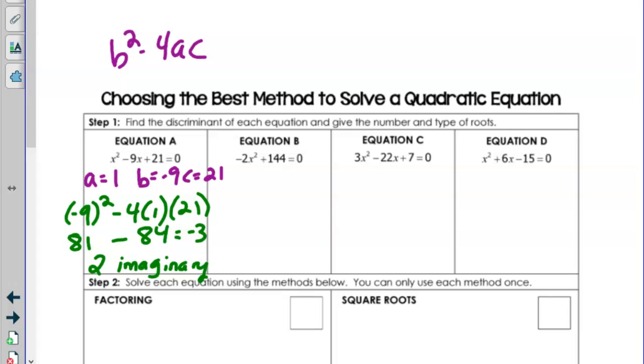Alright, equation B. I'm going to skip identifying A, B, and C. Tell me what to write for the b squared minus 4ac. 0, there's no b term, so it's 0 squared. Minus 4 times negative 2 times 144. Good. Wonderful. What is negative 4 times negative 2 times 144? Very good. What type of solutions do we get here? 2 real, very good.